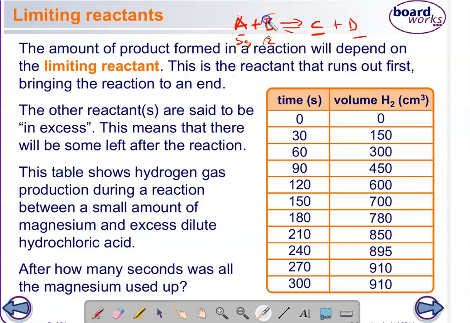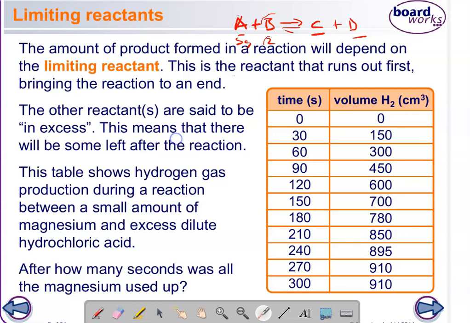The substance that finishes first is what we call the limiting reactant. The other reactants are said to be in excess because when the reaction finishes, there will be some of the excess reactant left. The limiting reactant will finish, whereas there will be some of the excess reactant remaining.